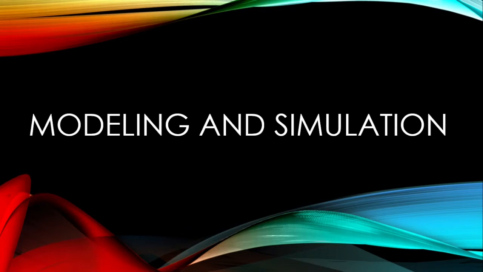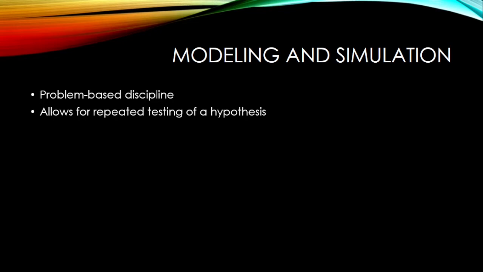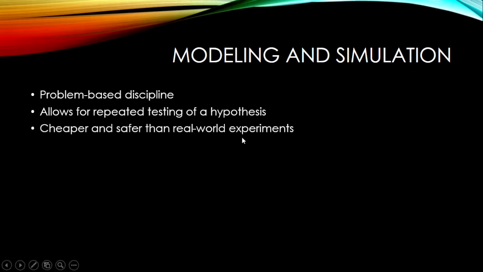So what is modeling and simulation? Modeling and simulation is a problem-based discipline. It allows for repeated testing of a hypothesis. It's cheaper and safer than real-world experiments because usually this is done using computers. They are much cheaper than big materials to actually construct systems. So it also helps to validate research.